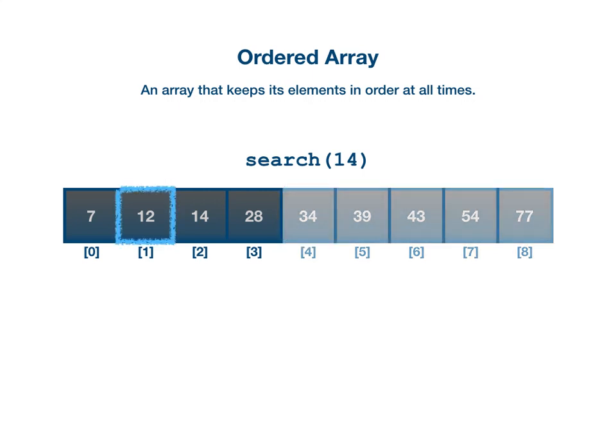We can select a new midpoint. 14 is greater, which means if it's in the array, it'll be to the right of 12. Get a new midpoint, and we found our value.